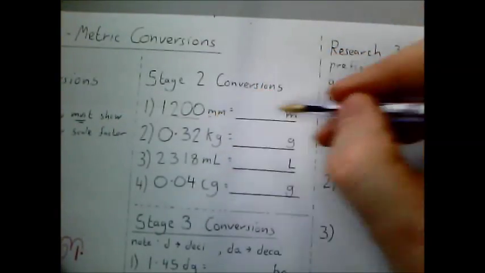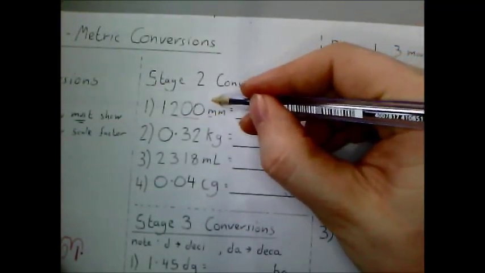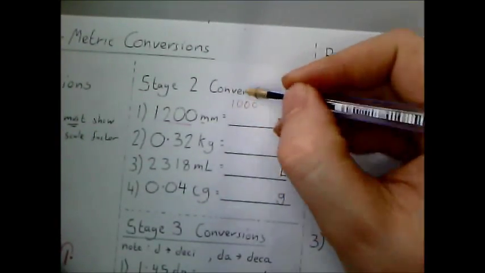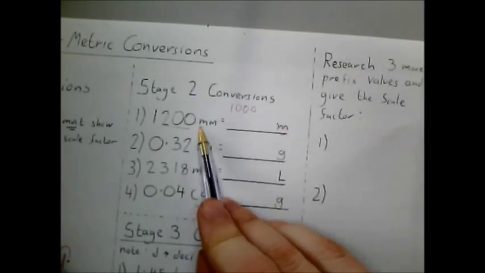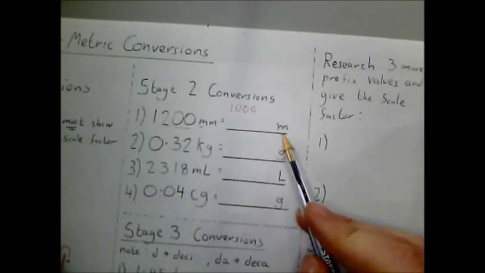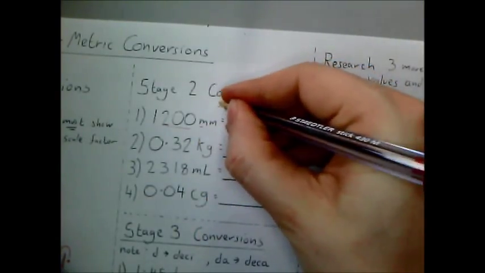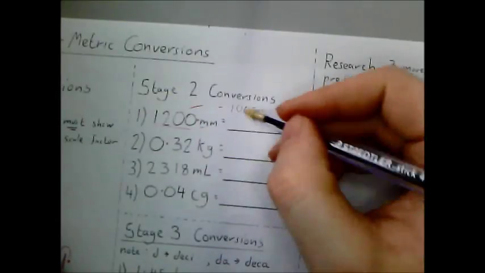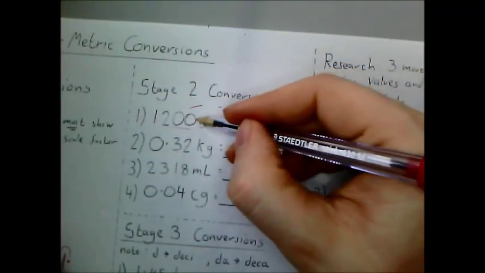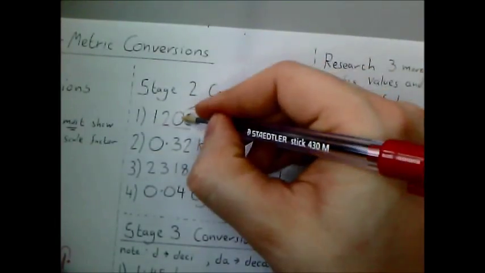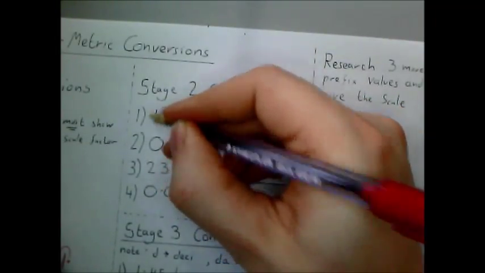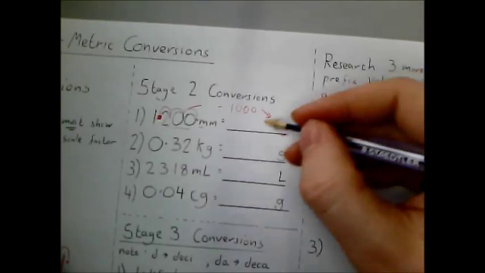So I'm going from milli to a normal meter. So my scale factor is going to be 1000. Now, because I've got a smaller unit, I'm going to have fewer of a bigger unit. So I want to divide by 1000. Now, our decimal point is currently here. I'm going to move it 3 places. 1, 2, 3. So my answer is 1.2 meters.